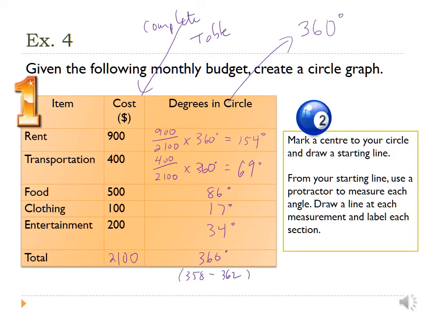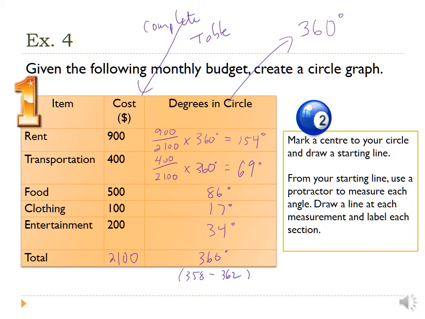Again, as long as you're between 358 and 362, that's me being very generous. Really, it should be like 359 or just over 360. So that right there in that table, that's the most I'm going to ask you to do. But I'm going to show you how to do it. So if you did have to do it by hand, you'd make a circle, you'd mark the middle of your circle, you would draw a straight line from that dot in the middle to the edge, and then you would use your protractor, drawing a line every time.